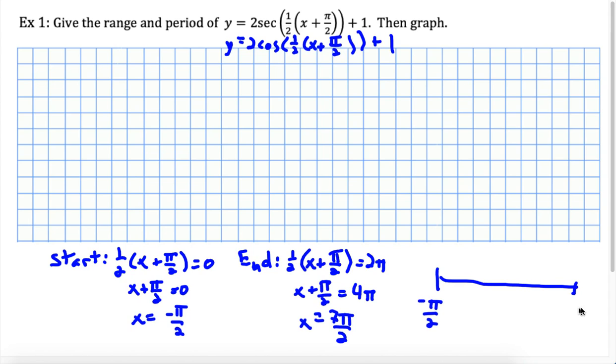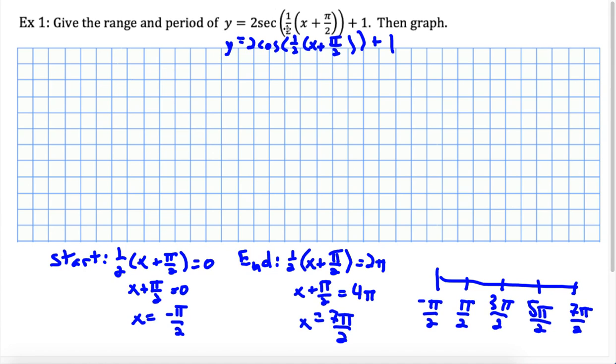I need to get my key points here. So halfway in between there, taking the average between negative pi over 2 and 7 pi over 2, if I add those together, I would have 6 pi over 2. Cut that in half would be 6 pi over 4, or 3 pi over 2. Then halfway in between negative pi over 2 and 3 pi over 2, again taking the average, would be pi over 2. And halfway in between here, taking the average would be 5 pi over 2. So those are my key points on the x-axis.